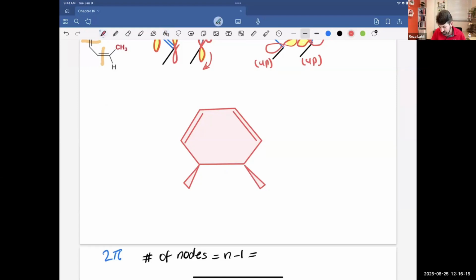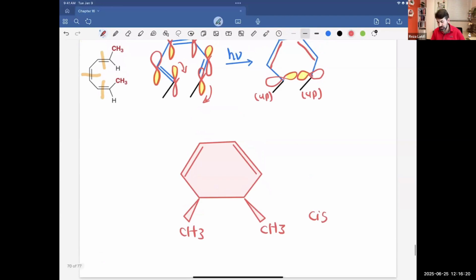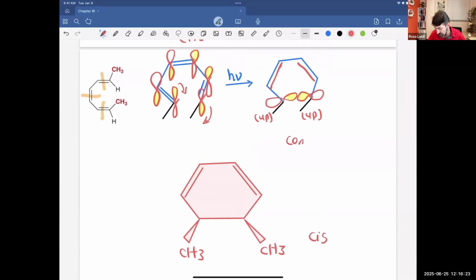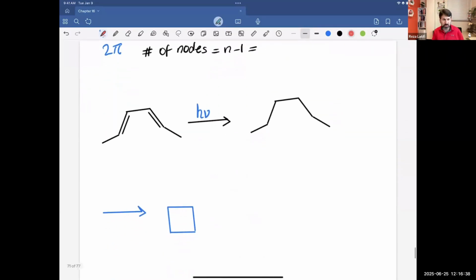There you go. CH3, CH3. We got cis, and because the rotation was the same in direction, I'm going to call it conrotatory. Okay. Now, what will happen if I change the number of the pi bonds? Let's switch it from 3 to 2 double bonds. So I'm going to change it to 2.